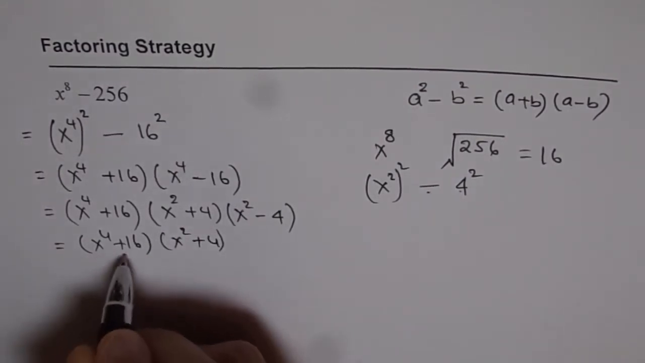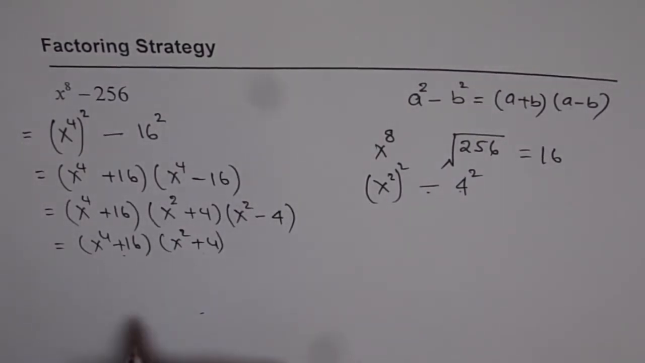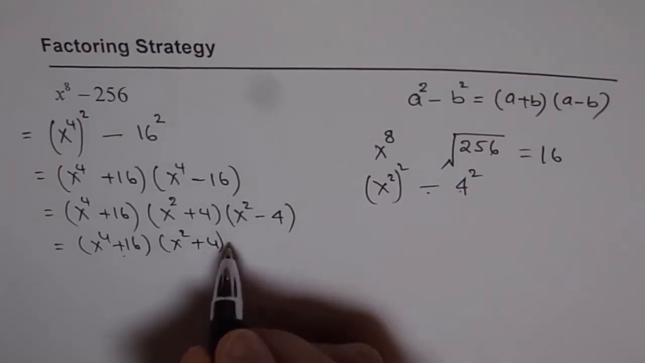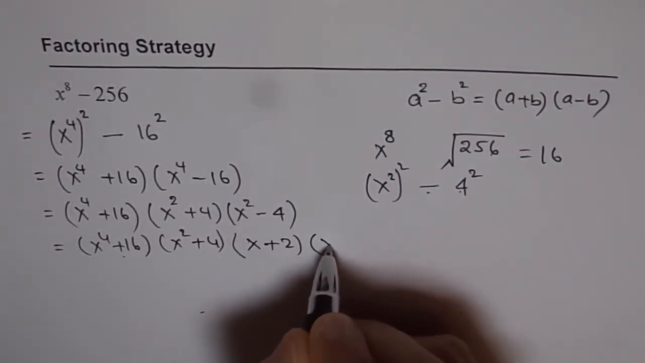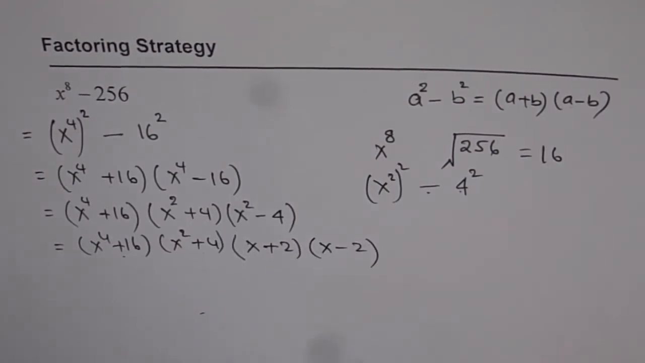first two terms with plus in between. They cannot be factored anymore, but the third term can be. We can write this as x plus 2 times x minus 2. Now the factoring process is completed. We cannot factor anymore, so that is our answer.